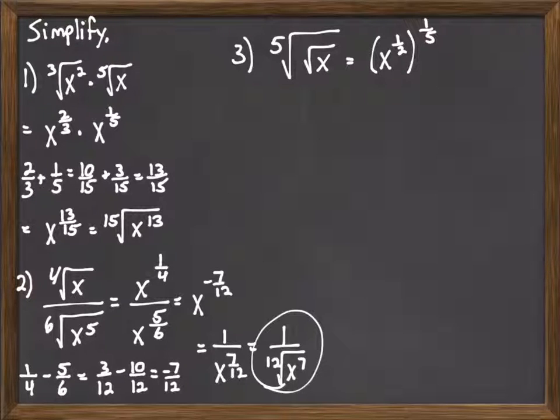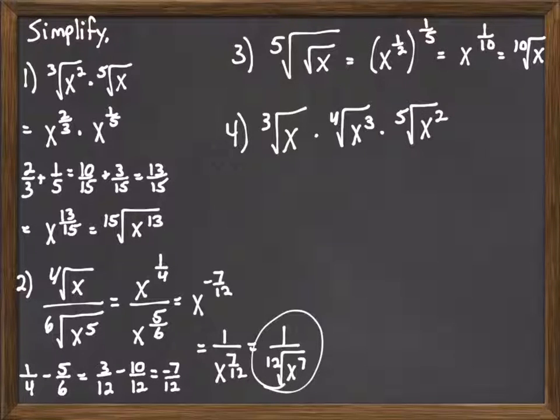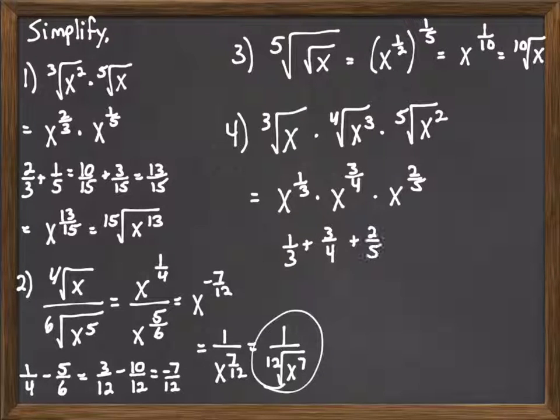Then we use our properties of exponents. 1/2 times 1/5 is 1/10. And then writing it as a radical, it'd be 10th root of x. Now, in the next problem, we actually have three radicals being multiplied, but the process doesn't change. We still convert them over to exponents. And then since we're multiplying, we're going to add up those three exponents, or those three fractions.